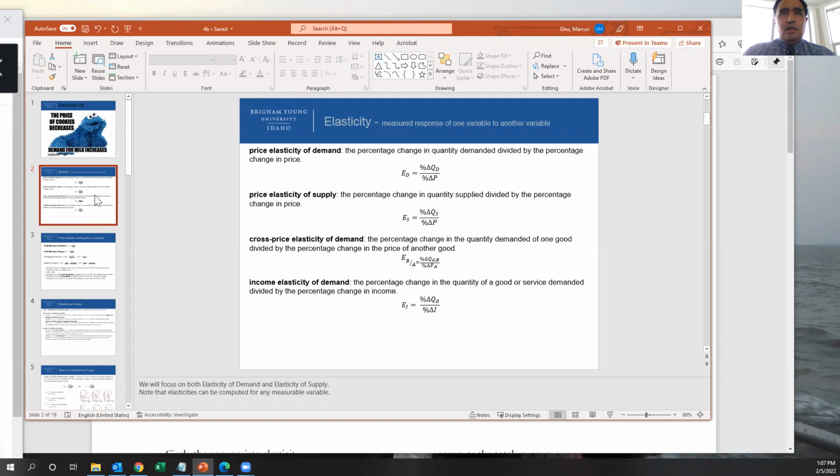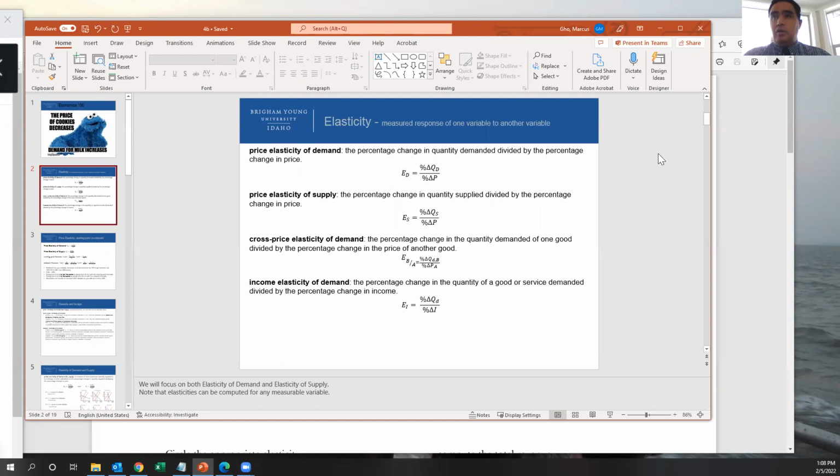If you look, there's four types of elasticities we talk about. There's the price elasticity of demand, price elasticity of supply, the cross price elasticity of demand, and the income elasticity of demand. What we're looking at is, if you get a 1% change in the price, what is the percent change in quantity? For the cross price elasticity, what happens if you have a 1% change in the price of good A? What is the percent change in the quantity of good B? Income elasticity of demand: if you have a 1% change of income, what is the percent change of quantity demanded? And there's a couple of things we can look at.